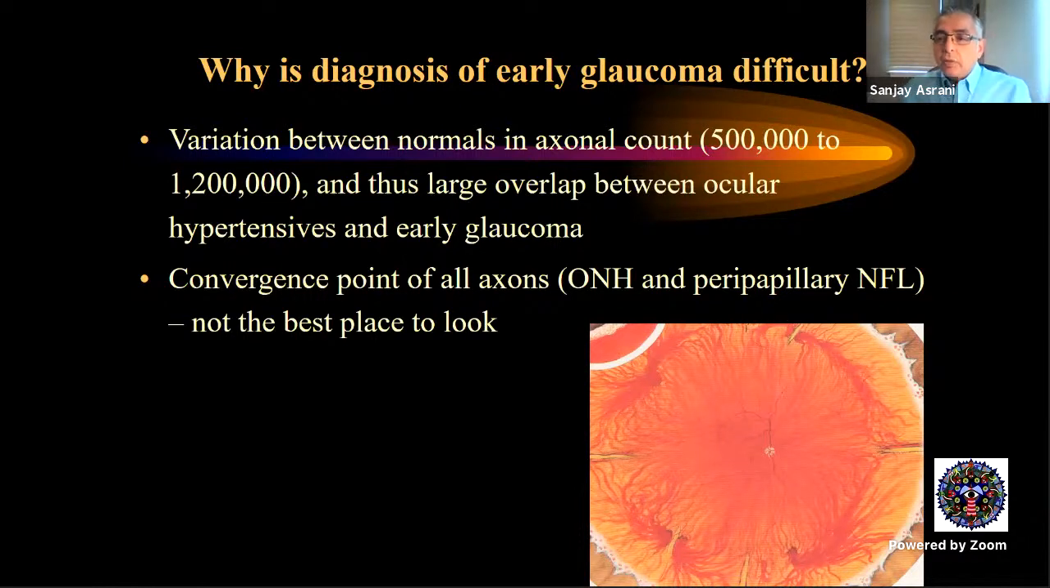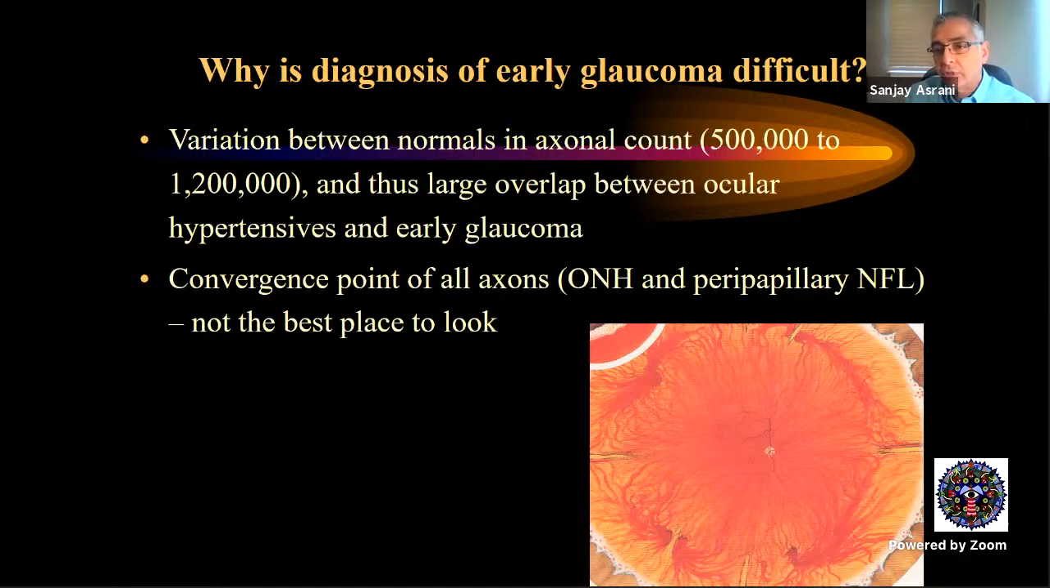So why am I giving an hour lecture on nerve fiber layer? Because diagnosis of early glaucoma is difficult. Variation between normals in axonal counts ranges between 500,000 or 5 lakhs to 1.2 million. And thus there is a large overlap between ocular hypertensives and early glaucoma, because you could have 500,000 and still be normal, and I could have 1.2 million and still be normal.